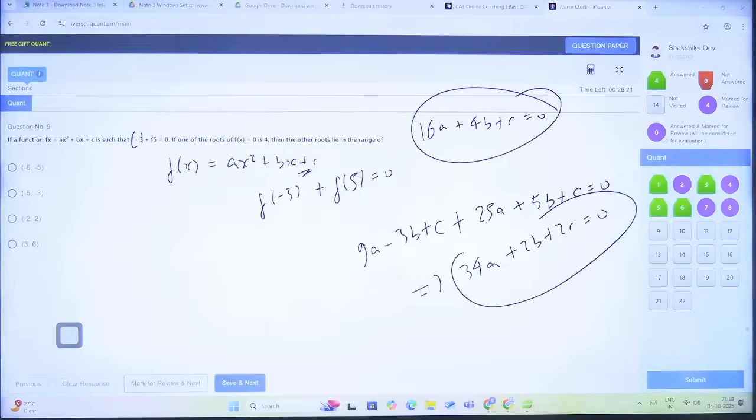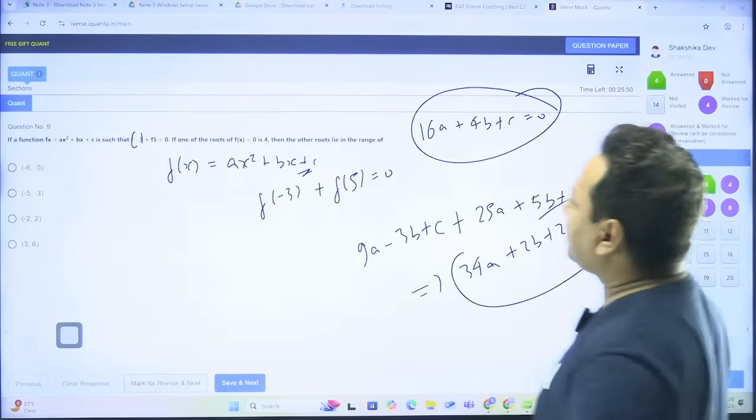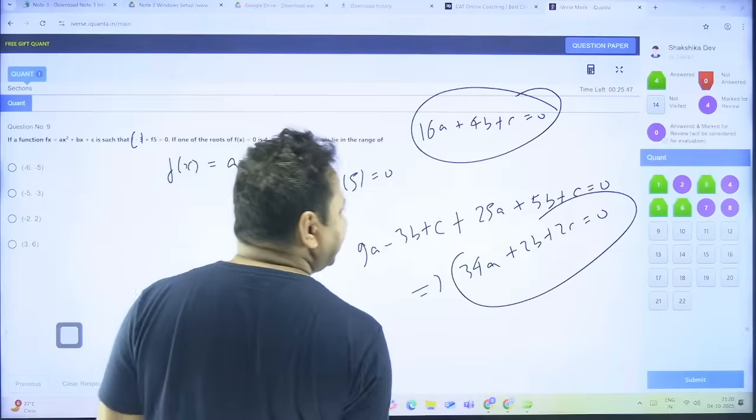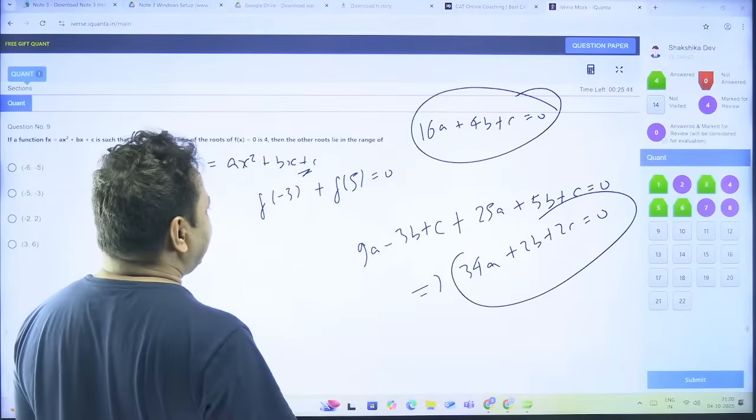Alright, other root lies in the range of what? 4 is one of the roots here, and the other root can be lying in what range? I need to find that. I don't want to solve this. A bit too much to solve, isn't it? I will have to solve it. There is no other way left.